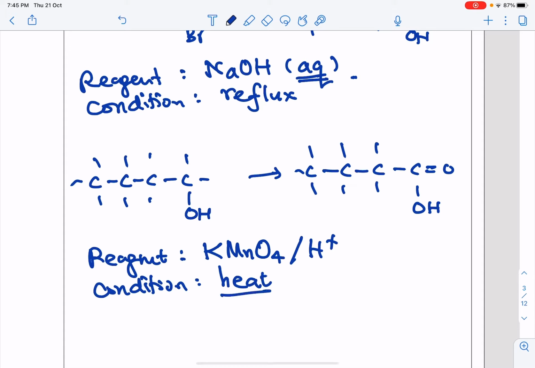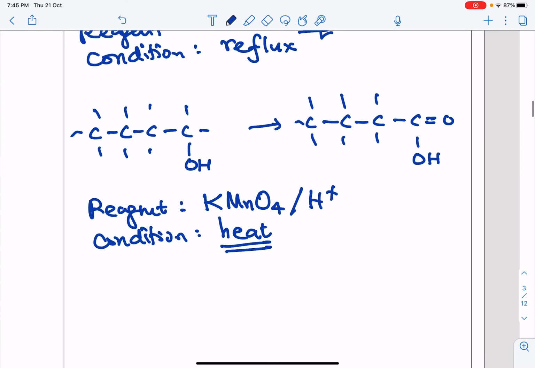If you don't have the word heat, it means that the alcohol will form aldehyde or ketone. So in this case, it's a primary alcohol. So we are getting carboxylic acid straight away when we put down the word heat.